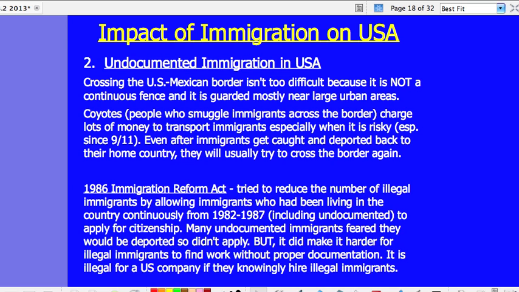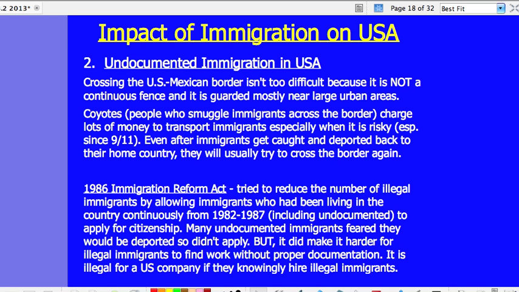Between the United States and Mexico, there is the border along the Rio Grande, and there is a fence across part of this border. Crossing this U.S.-Mexican border really isn't too difficult. It's not a continuous fence, and it's not completely guarded, mostly guarded near the large urban areas. But there are large sections of this border that are not guarded.